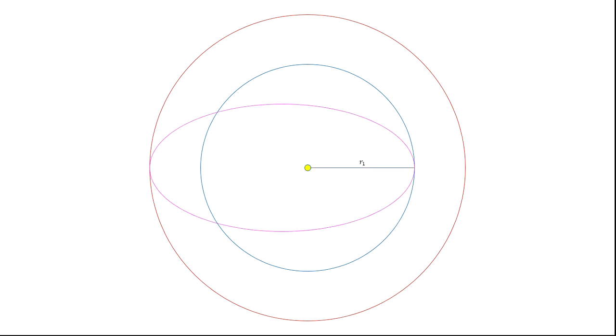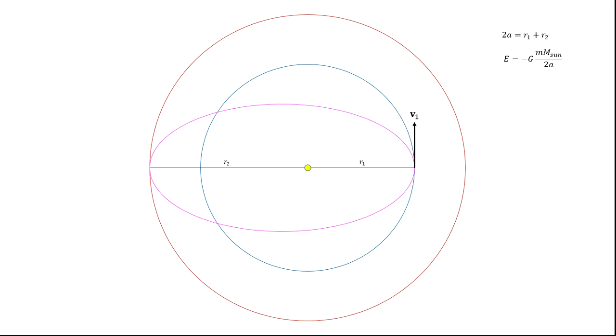The distance from the Sun to Earth is r1. The distance from the Sun to Mars is r2. The major axis of the transfer orbit is thus r1 plus r2. You'll recall that the energy of the orbit is minus G times m, the mass of the probe, times the mass of the Sun over 2a. Once we know 2a, we know the energy of the orbit.